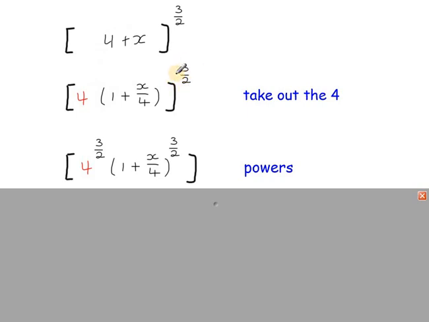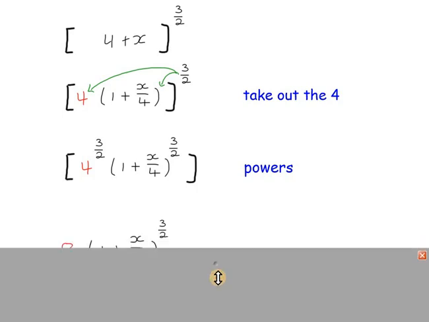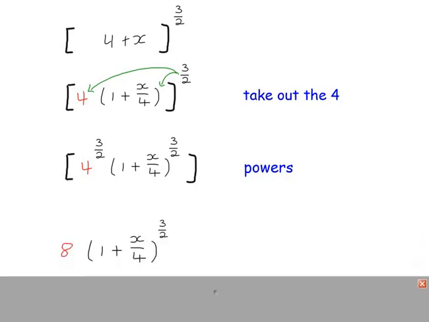Now the power here goes there when I expand the square brackets, and it will also go on the 4 there, like this, which we can simplify. The square root of 4 is 2, 2 cubed is 8.